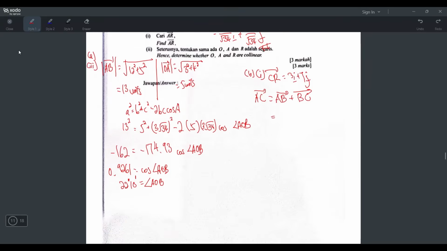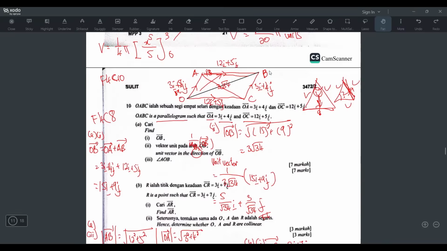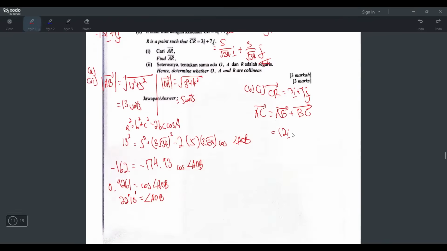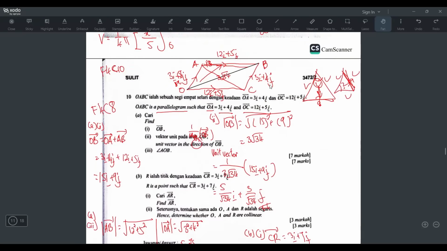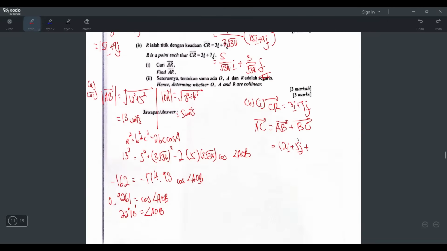AB plus BC. And then it will be 12i plus 5j. That's the AB, and then plus BC. CB is 3i plus 4j, so BC will be negative 3i minus 4j. And you can actually just remove the bracket because it's plus, so nothing happens. But if it's minus, you have to be careful, because you have to change the sign for everyone inside the bracket. But this one no need. So 12i minus 3i is 9i, and 5j minus 4j is just 1j. Now you have your AC.